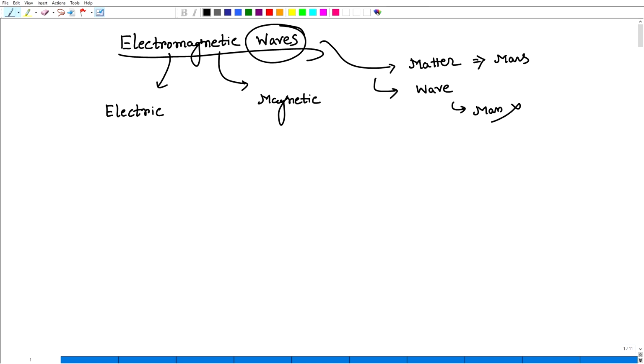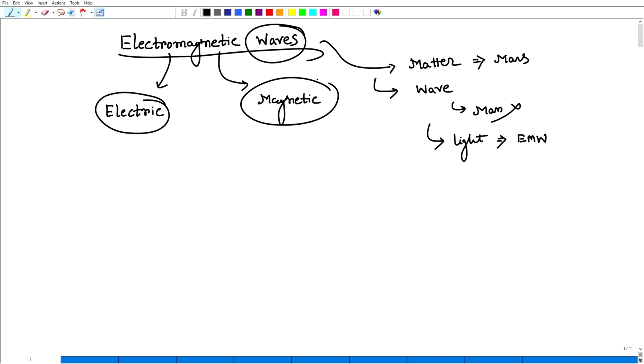So there are different types of waves. We are very much familiar with sound waves and various mechanical waves, but there is also another kind of wave, like light and other things. Light is an example of electromagnetic wave. I will come to that in detail later, but now focus on these two parts, electric and magnetic.